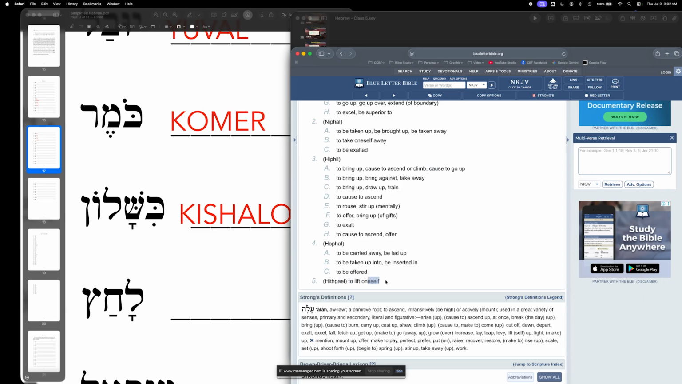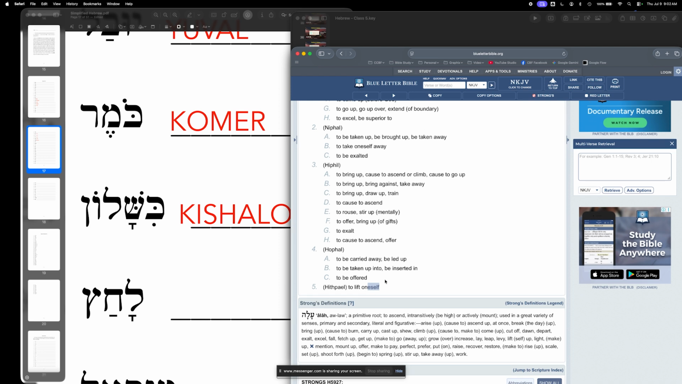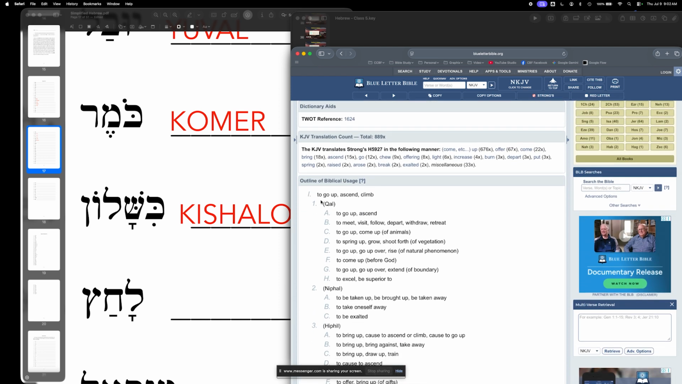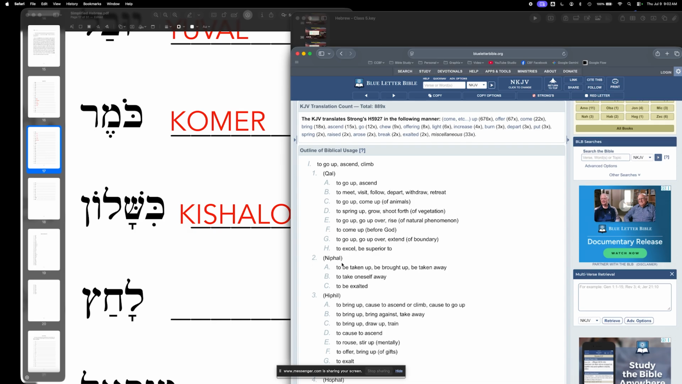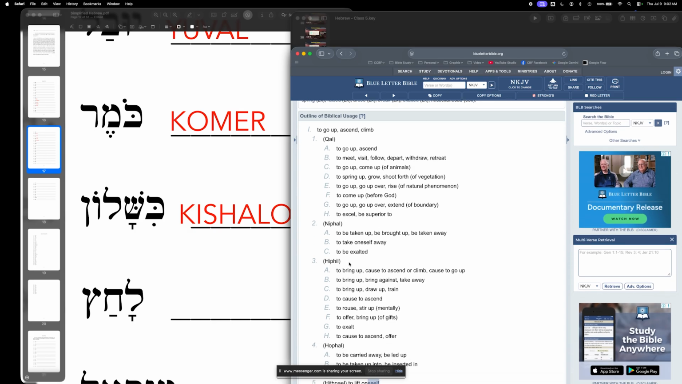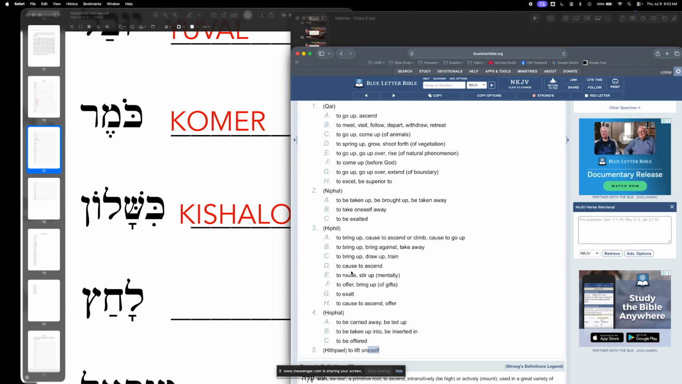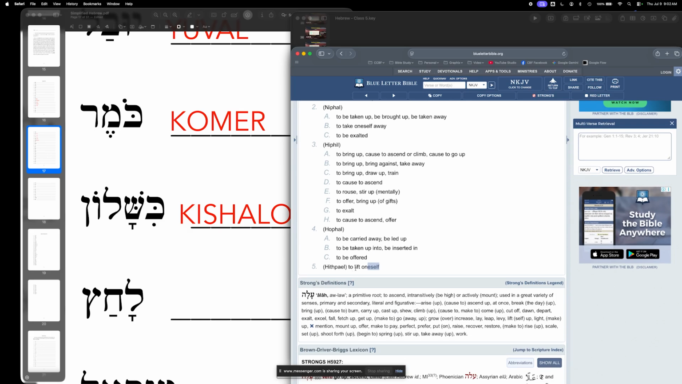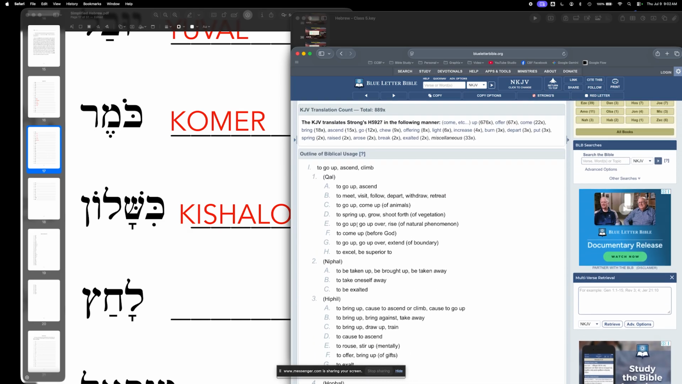Hofal, which is the causative passive, to be carried away, to be led away, to be taken up into, be inserted into, to be offered up, because it's causative passive. Hithpael, to lift yourself up, reflexive. You see how the interpretations fit right into those meanings. Kal, simple active. Nifal, simple passive. Hifil, causative active. Hofal, causative passive. Hithpael, reflexive. And that defines your interpretation. So you know the meaning of your word by your stem. Your stems give you the definitions.